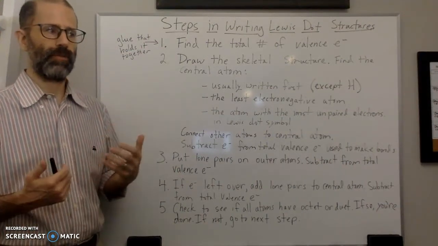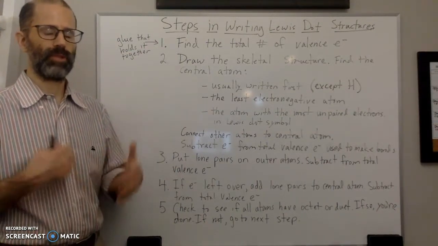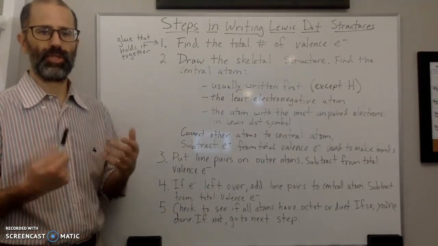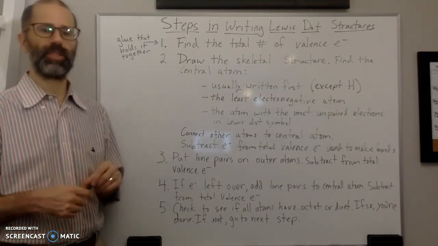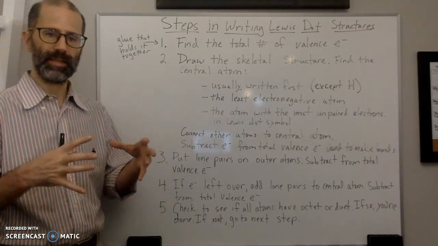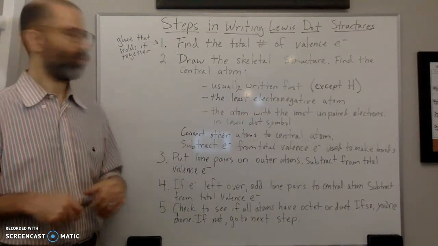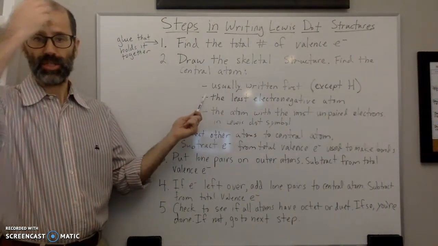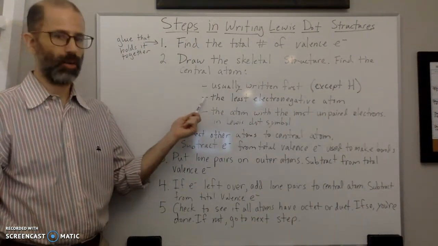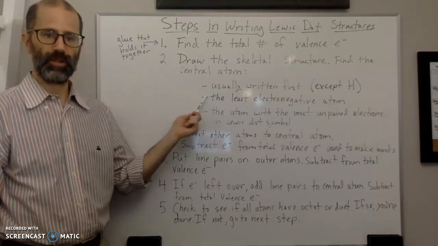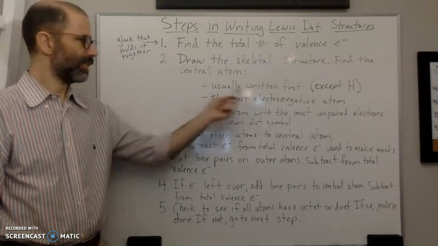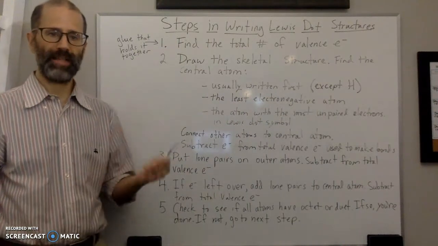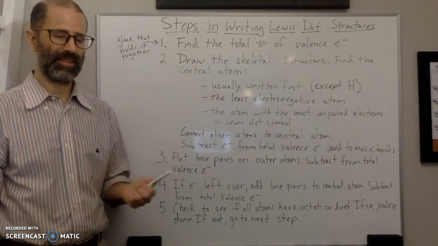So most of the time you're going to have one central atom. So you need to figure out what the central atom is, because all the other atoms are going to be bonded to that central atom. So some tips are, the central atom is usually the one that's written first. Not always, but usually the one written first is the central atom, except for hydrogen. So if you have hydrogen first, it's usually an acid.